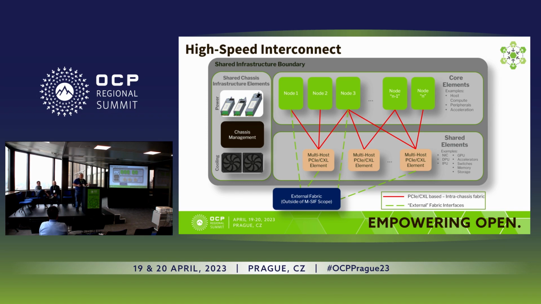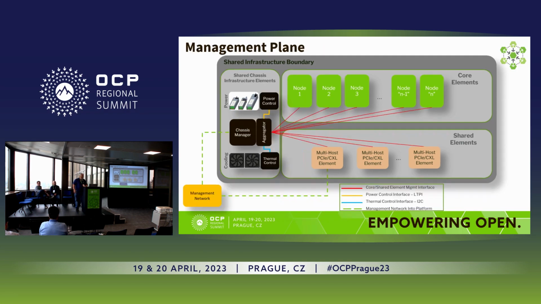So there's two key elements. There's a high-speed interconnect. You can think of this as PCIe, CXL in the solution. There's also the shared chassis infrastructure elements, which introduce your shared power, your shared cooling, and if you have a shared chassis manager, those solutions. But the high-speed interconnect is how you communicate within the system. In addition to that, we also have a notion of a management plane. Now, I'm going to explain in the next slide how those pieces come together.